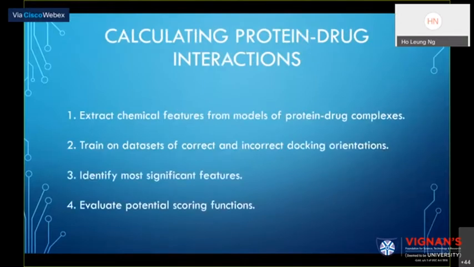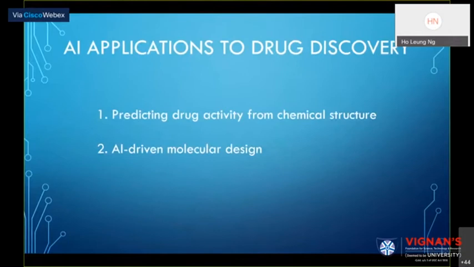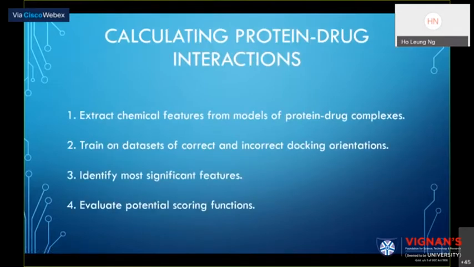Okay, but let's talk a little bit about the first application, because to be able to do AI-driven design effectively, we need to be able to make useful predictions about drug activity. So how do we calculate protein-drug interactions? We start with extracting the chemical features. This word features is actually a technical concept in machine learning. All it means is that we just want to pull out any kind of data that might be useful input that can be fed into a neural network.